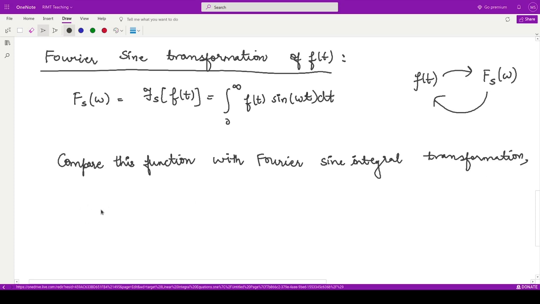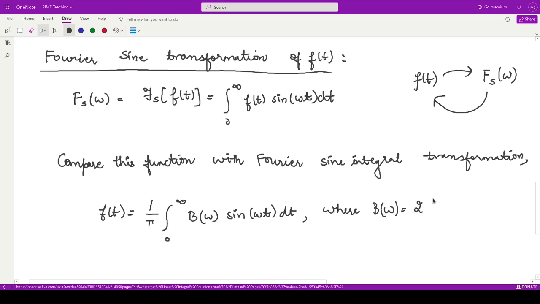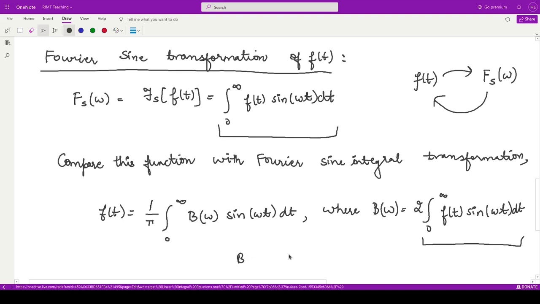So what is it? The function f of t is defined like this: 1 by pi integration from 0 to infinity b of omega sine omega t dt, where what is this b omega? The coefficient b omega, they are defined using this formula 2 integration from 0 to infinity f of t sine omega t dt. So now we can compare this b omega and fs omega. So now the value of this one is this, which is similar to this one. So we can write b omega is equal to 2 times of fs omega.